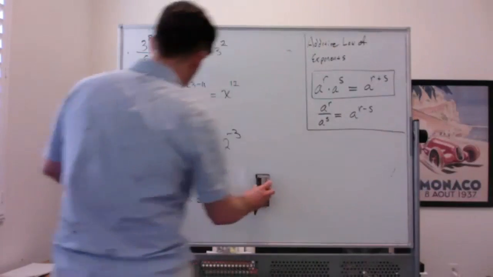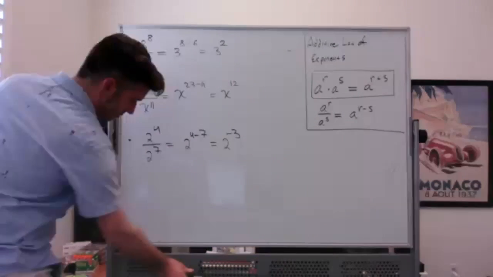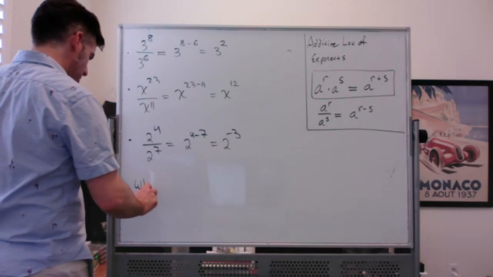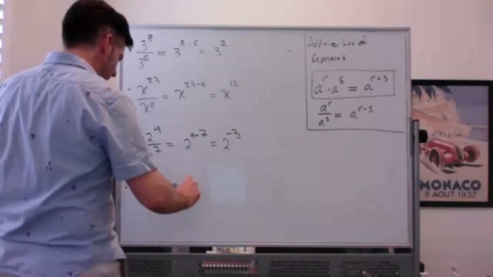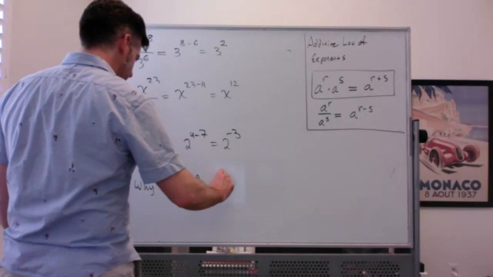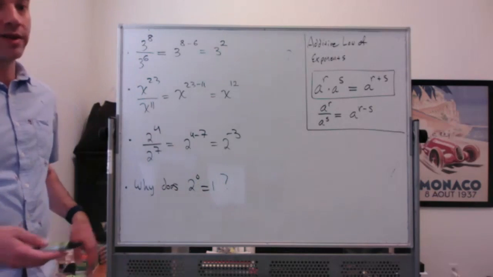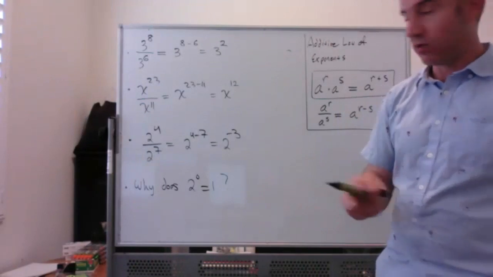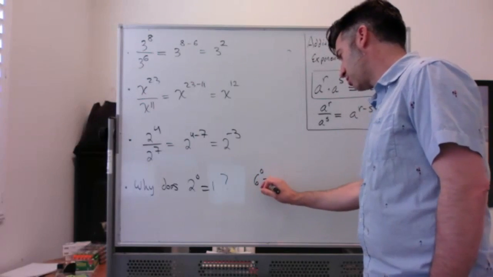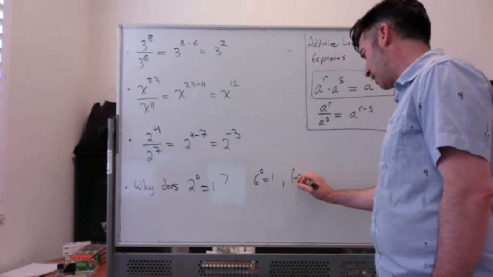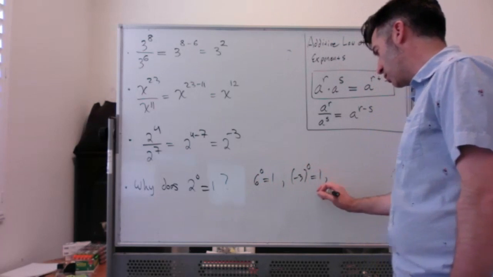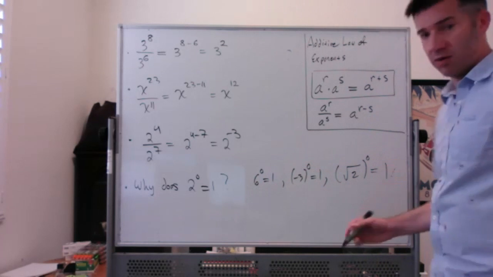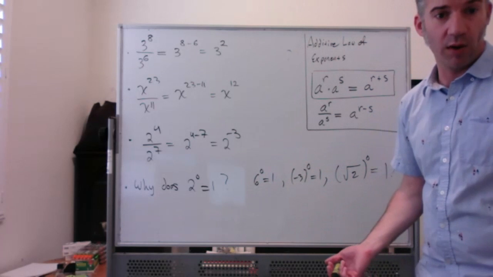Let's talk about something important, which is why does 2 to the 0 equal 1? Or really anything raised to the 0th power, right? I mean, it's true for any non-zero number. 6 to the 0 equals 1. -3 to the 0 equals 1. The square root of 2 to the 0, right. Any non-zero number raised to the 0th power is equal to 1.